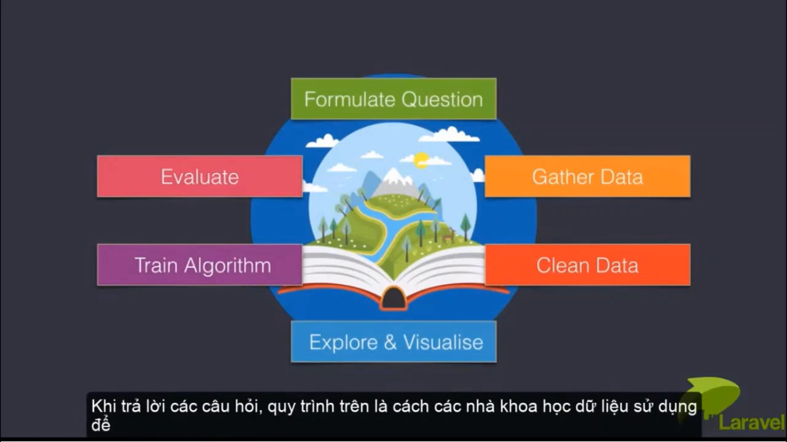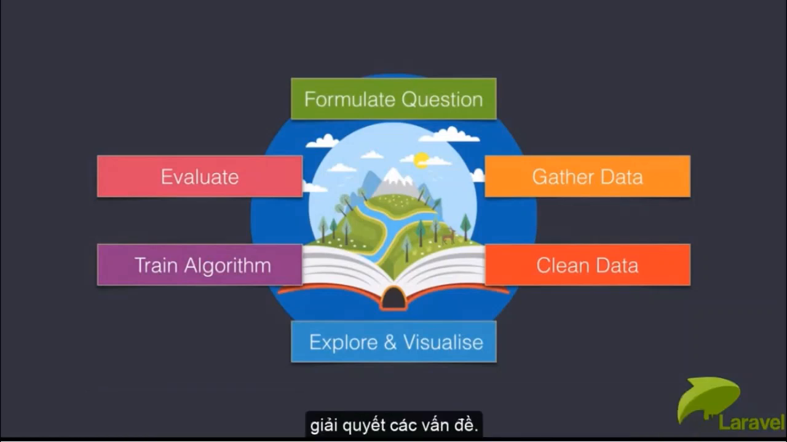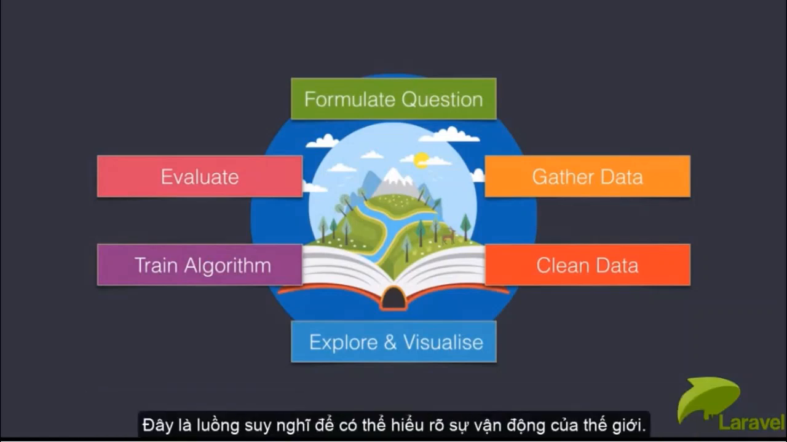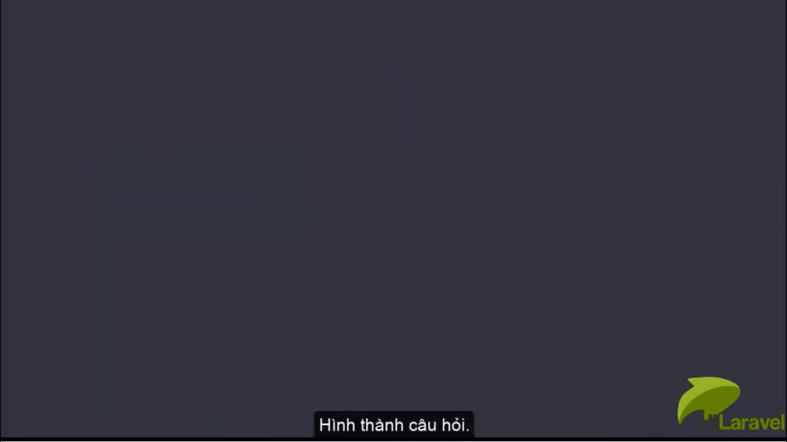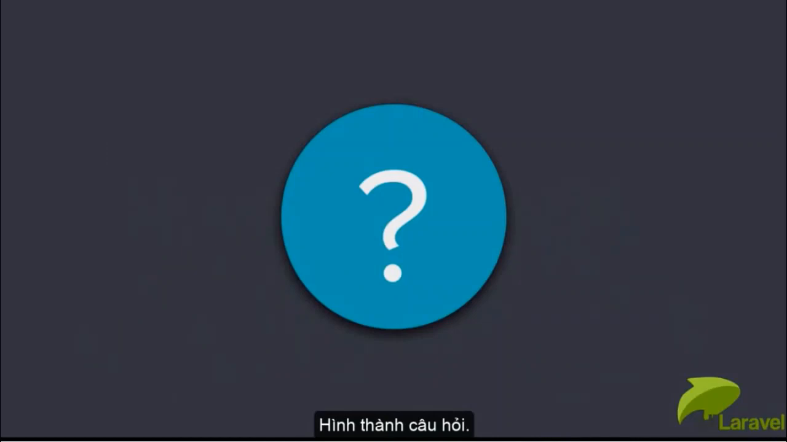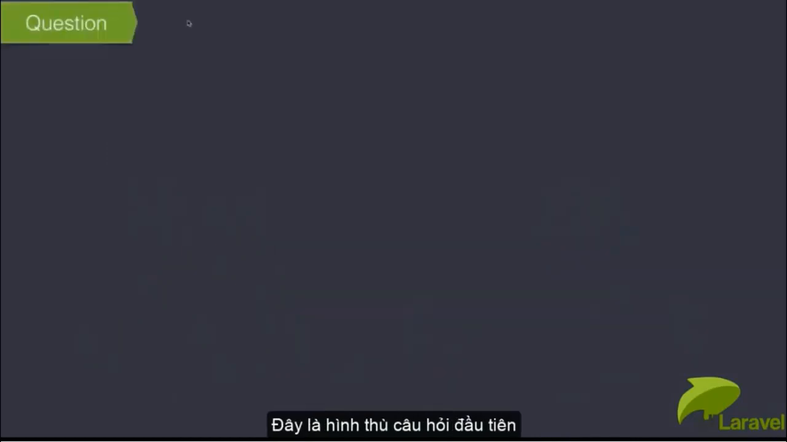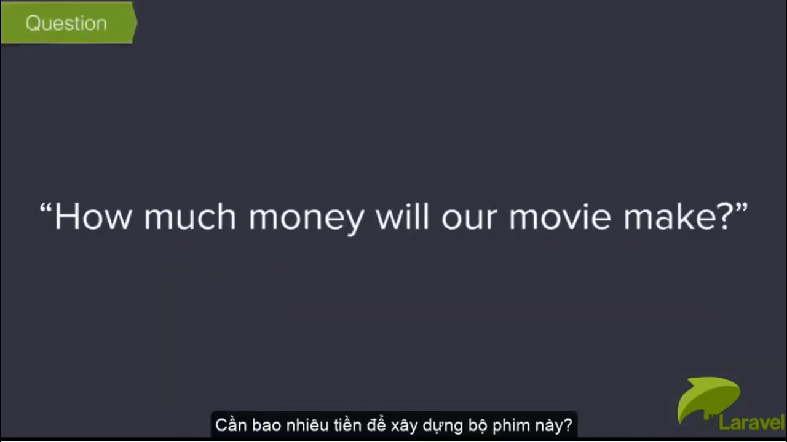The process that I've outlined here is the process data scientists use to solve problems. This is their workflow for understanding and making sense of the world. So let's tackle that first step. Let's formulate our question. So here's our first shot at this. How much money will our movie make?